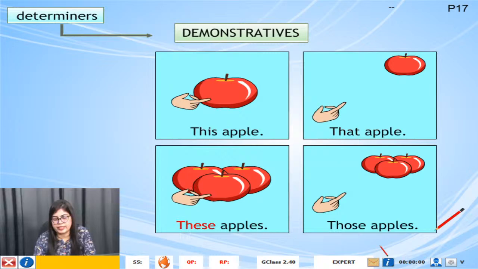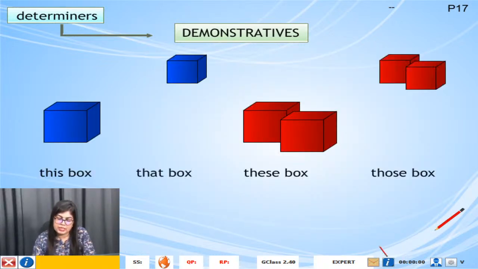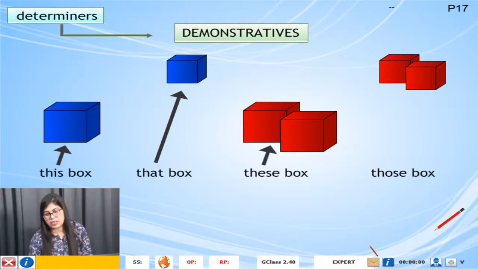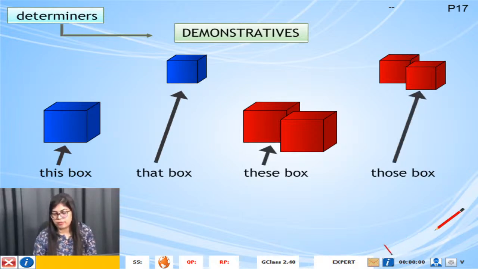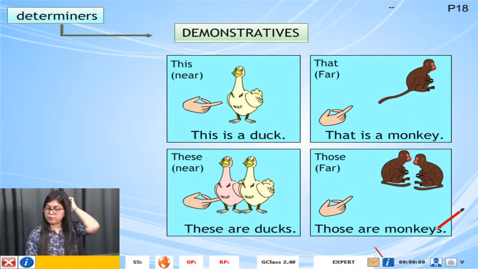This, that, these, those. Then we have boxes. This box, that box, these boxes, those boxes. This box is near, that box is far. These boxes are near, those boxes are far. Then we have here this near, that far. This is a duck, that is a monkey. These are ducks, near. Those are monkeys, far.